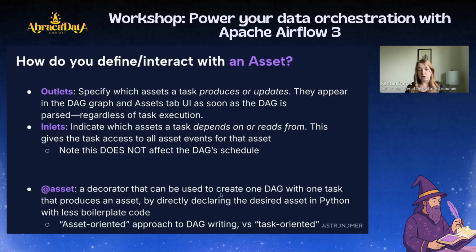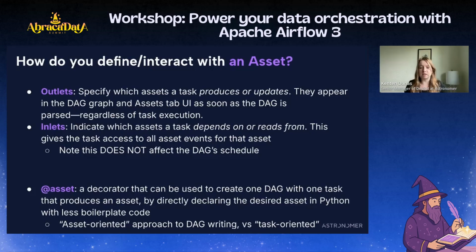And then now in Airflow 3, you also have a new way of defining these, and that's the @asset decorator. So this is used to create a single DAG with task code in Python that produces the asset. So you directly declare how you would create that desired asset. Again, collection of logically related data. So that might be a table, might be a file, might be a report, anything you need it to be. So you define that in Python. Using this decorator allows you to do that with less boilerplate code.